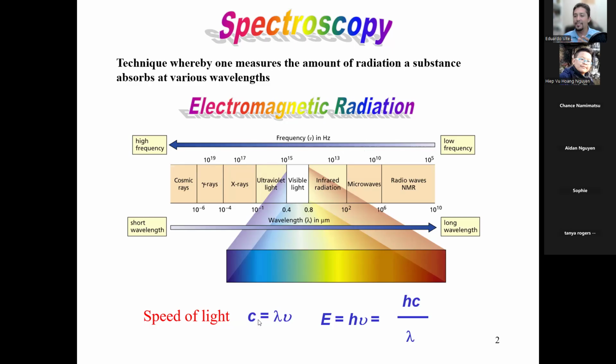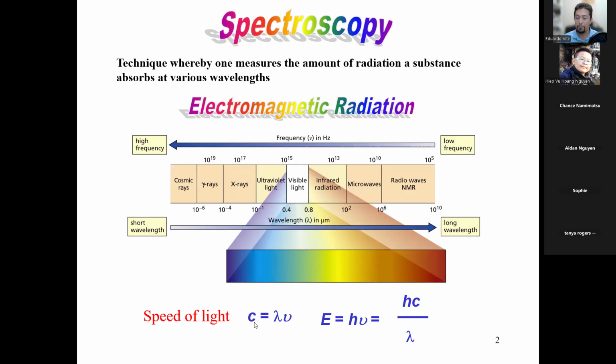And all of these waves are described by the equation below. You have c, the speed of light. All of this is light. So there's X-ray light, visible light, infrared light, radio light, it's all light. It's all electromagnetic radiation. So they are all described by the same formula.